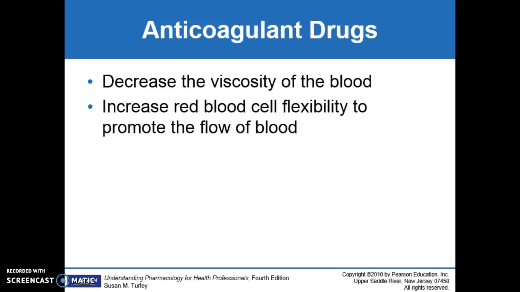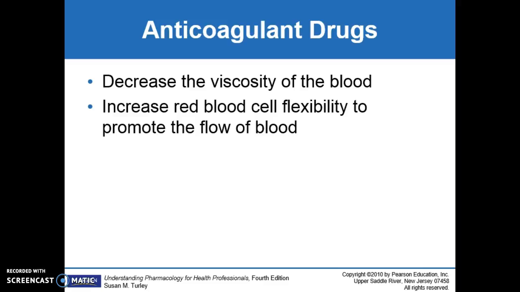It's also going to decrease the viscosity of blood. Viscosity means thickness. If you think of blood as maybe being kind of like maple syrup versus water, that's what we're talking about when we're talking about viscosity. If you've got something that's the consistency of water, it's a lot thinner. And maple syrup has a higher viscosity. In other words, it's thicker. So keep that in mind when you're thinking about viscosity.